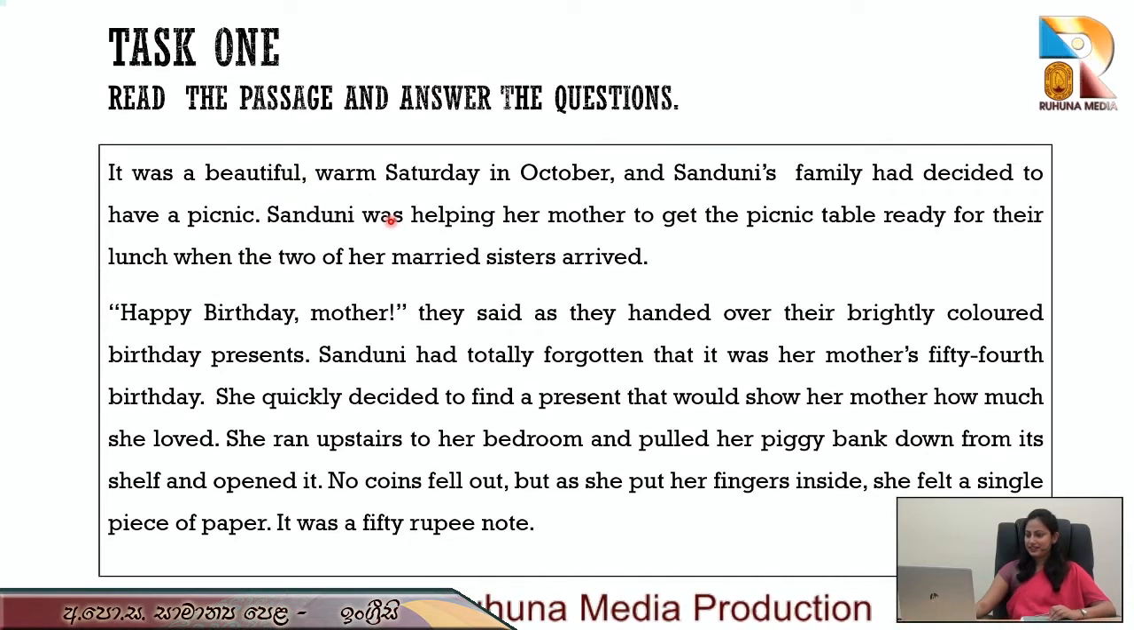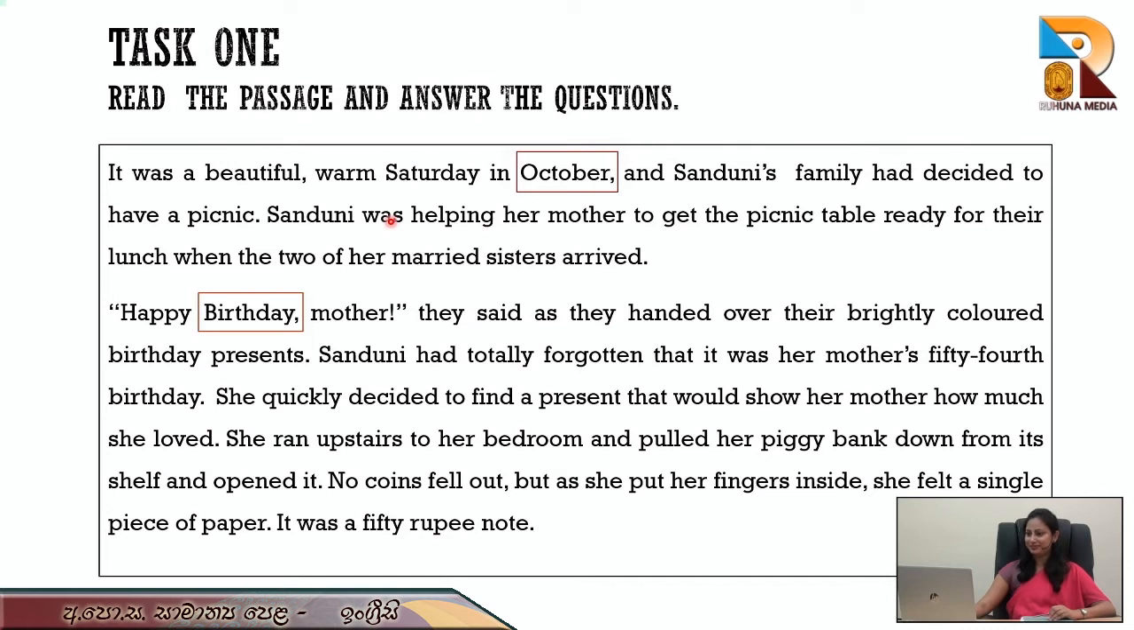This is the passage. Now I am scanning the words. Here you can find October and birthday. So now the next step is you are going to read the surrounding text to find the answer. We'll read. It was a beautiful, warm Saturday in October, and Sanduni's family had decided to have a picnic. Sanduni was helping her mother to get the picnic table ready for their lunch when the two of her married sisters arrived. Happy birthday, mother.